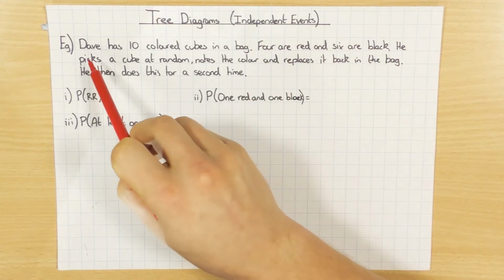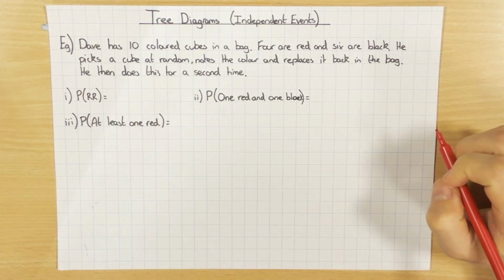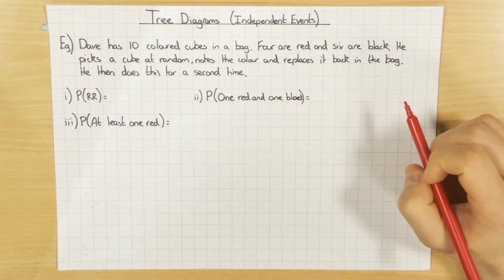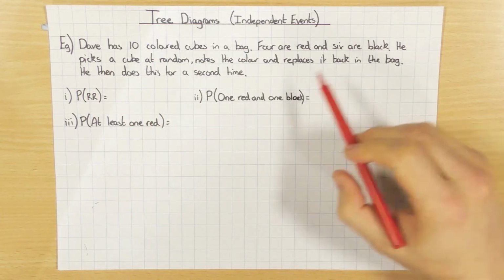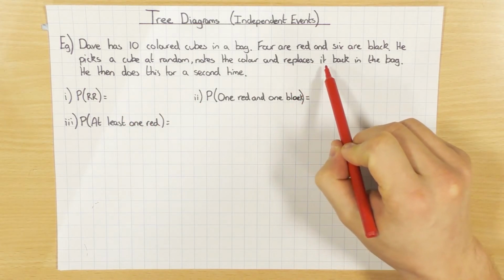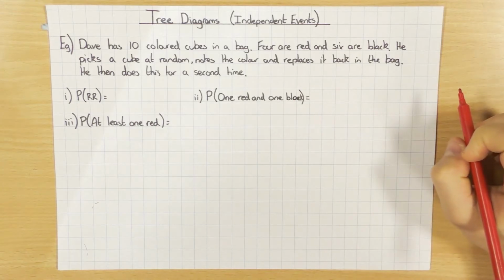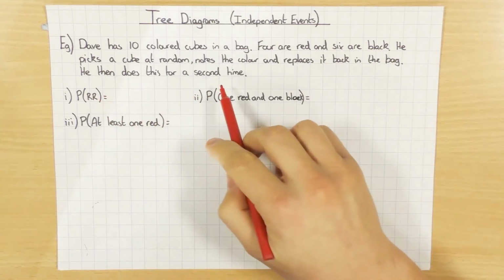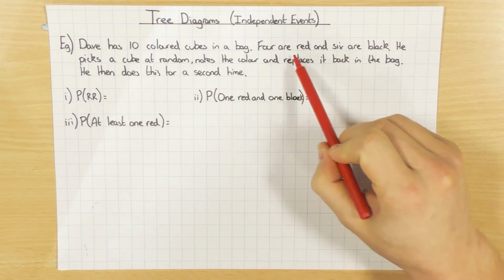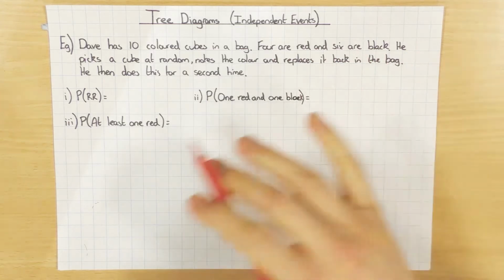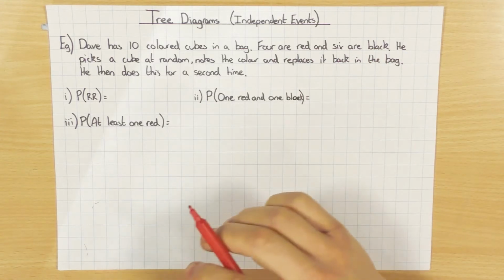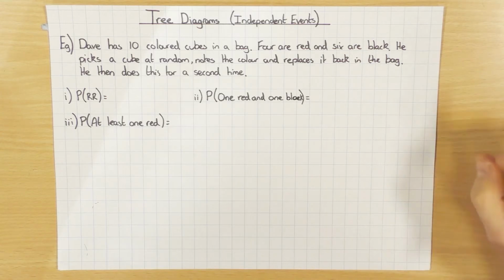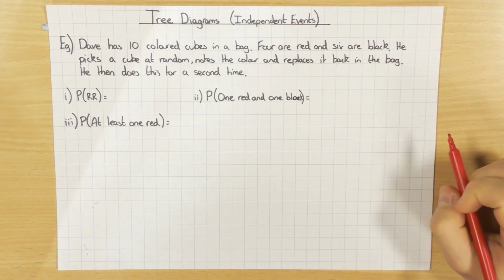So for example, if we look at this one here, Dave has 10 coloured cubes in a bag, 4 are red, 6 are black. He picks up a cube at random, notes the colour, and key thing here, he replaces it. Okay, so when he puts it back in the bag, when he then does it for a second time, obviously he's still going to have 4 red and 6 black. So the first event, which is him picking a cube for the first time, does not impact him picking it out for the second time because he puts it back.